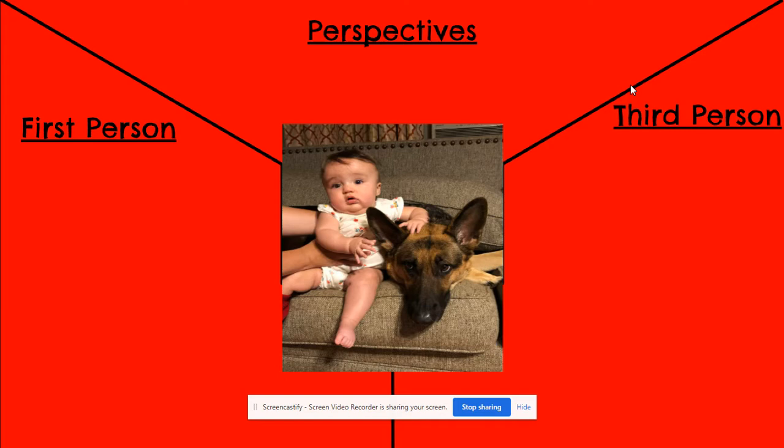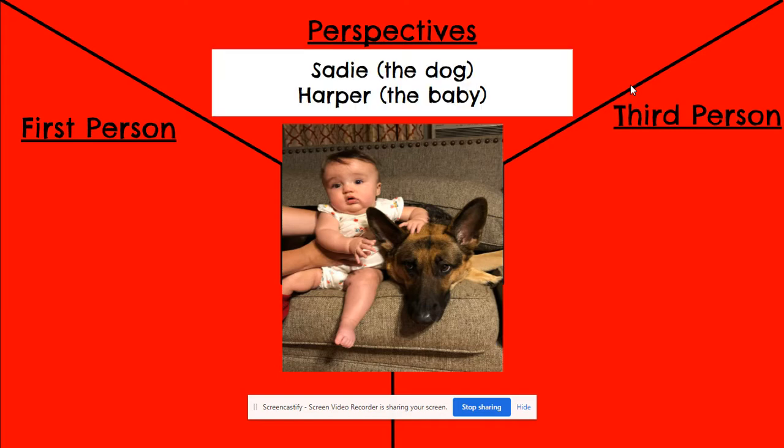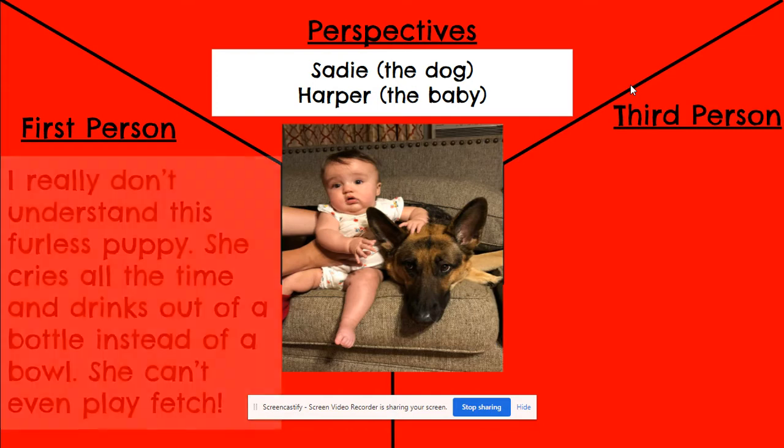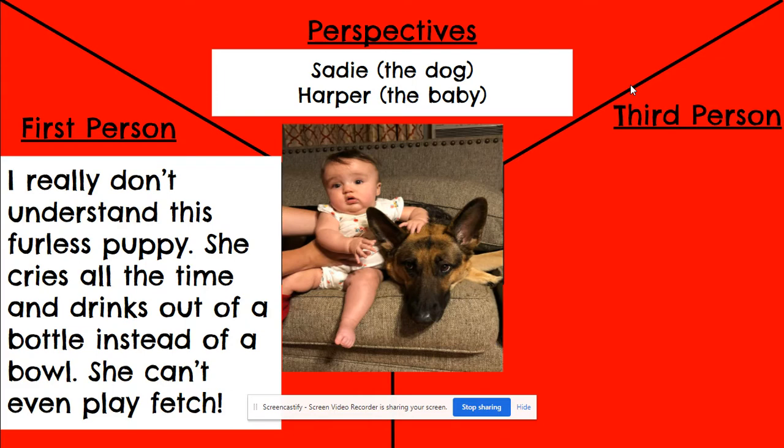So for this picture, it's my daughter Harper and my puppy Sadie. And so those are the two perspectives, Sadie and Harper, and they're going to have different perspectives. If we're going to write about this picture in first person, we could say, I really don't understand this furry puppy. She cries all the time and drinks out of a bottle instead of a bowl. She can't even play fetch. So that would be first person from Sadie's perspective, from the dog's. She's saying that she doesn't understand this furry puppy.